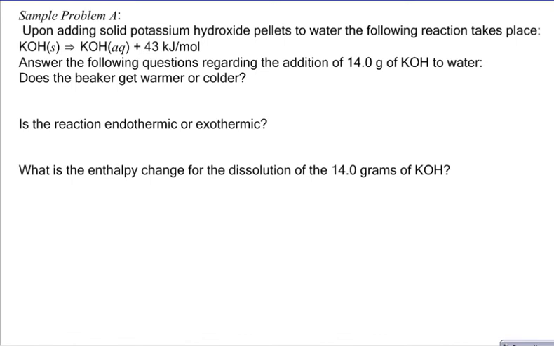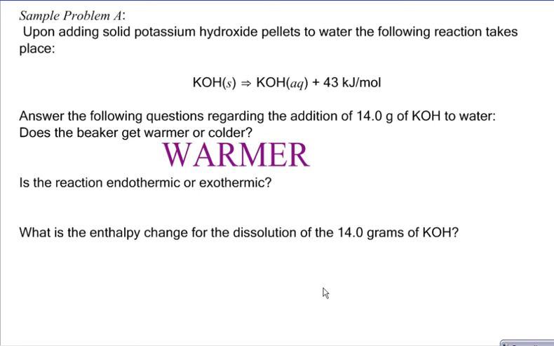Sample problem A in your packet is when potassium hydroxide is dissolved into water. It releases 43 kilojoules of energy. We're asked to figure out a couple things based on this. Since the energy, kilojoules, is being released, that means that 43 kilojoules of heat is going to be sent into the surroundings. So the beaker would feel as though it was going to get warmer. And since energy is being produced, that means that we are losing that energy. Energy is exiting the system. This is an exothermic process.